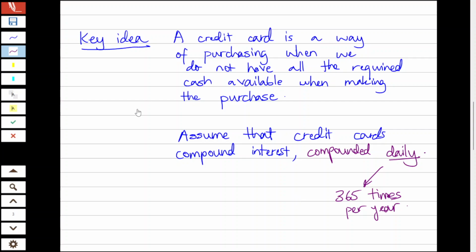Okay. One more thing. Usually what happens is credit cards often have an interest-free period. During this time, the bank is not going to charge any interest. It might be the first 30 days. And then after that, you start paying interest. And that's when your debt to the bank starts going up. All right, so just keep this in mind. And we'll do this with an example now.